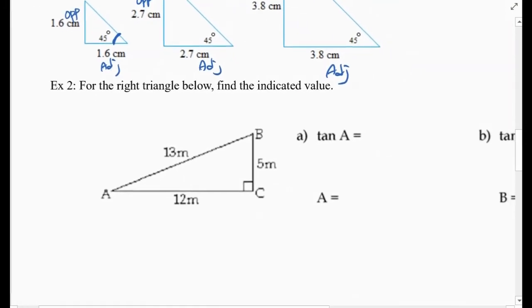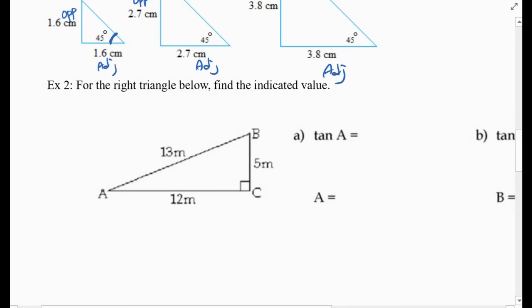Okay, let's move on. For the right triangle below, find the indicated value. If you look at this, tangent A uses the angle A, so we're going to think of each side relative to A. Label it opposite, hypotenuse, and adjacent. We're using TOA, opposite over adjacent. Tangent A is opposite over adjacent, 5 over 12.